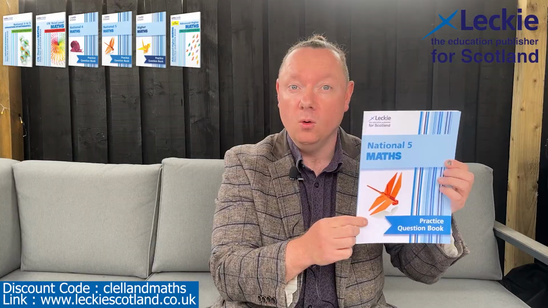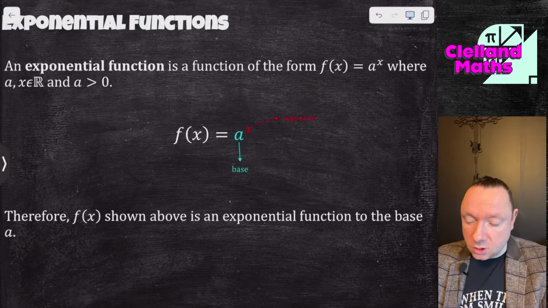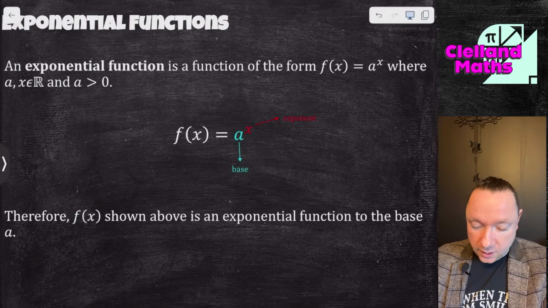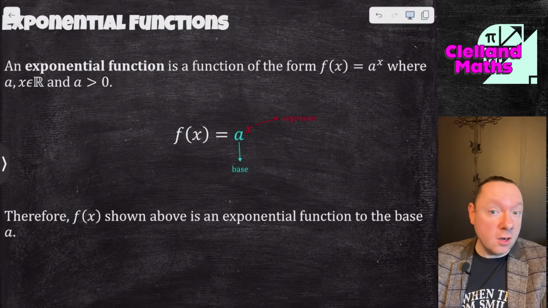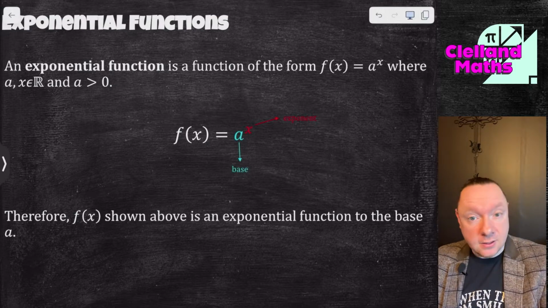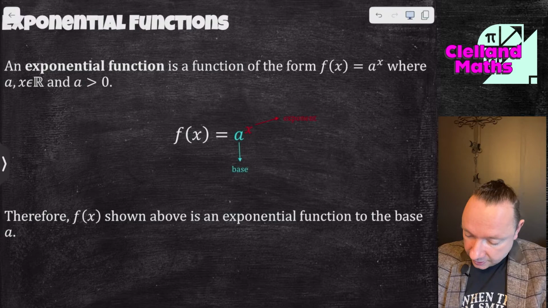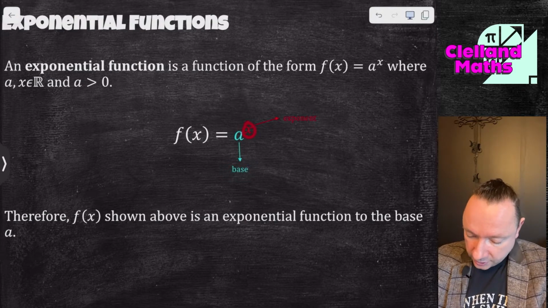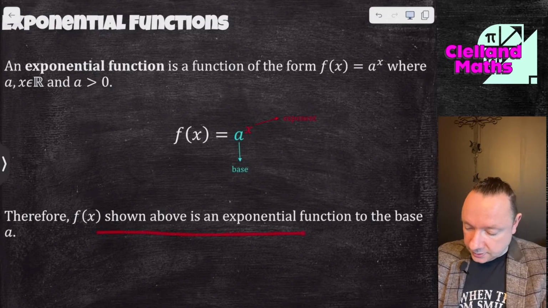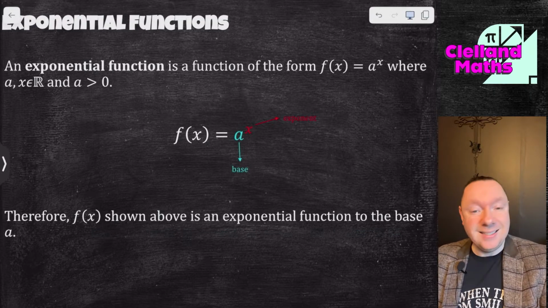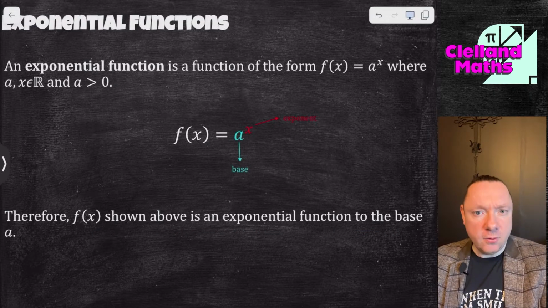An exponential function is a function of the form f of x equals a to the x, where a and x are members of R, the real numbers, and a is greater than 0. So it looks like this: f of x equals a, which we call the base, to the power of x, which we call the exponent. And we say that f of x is an exponential function to base a.